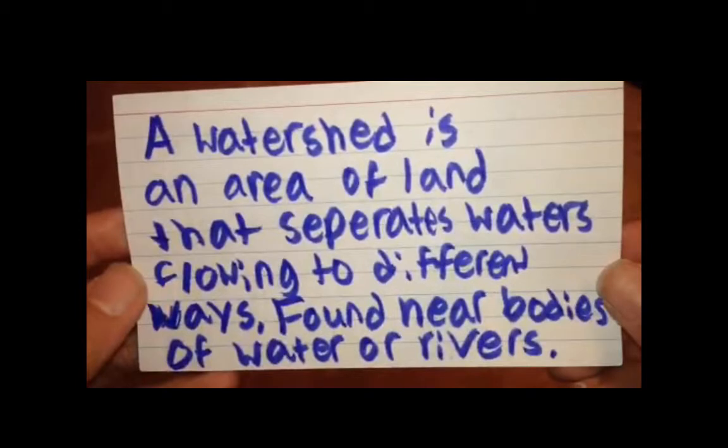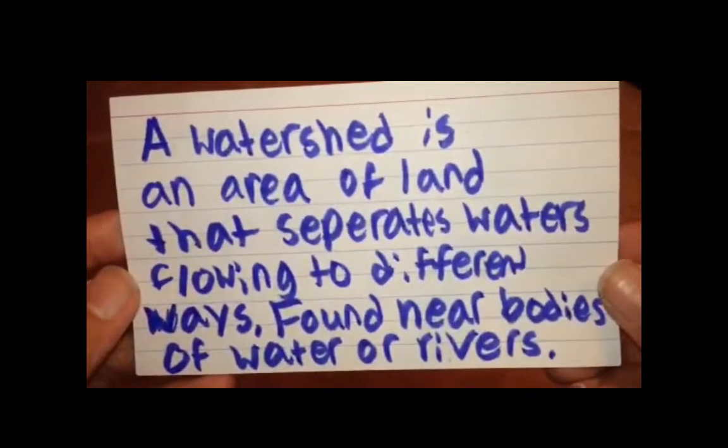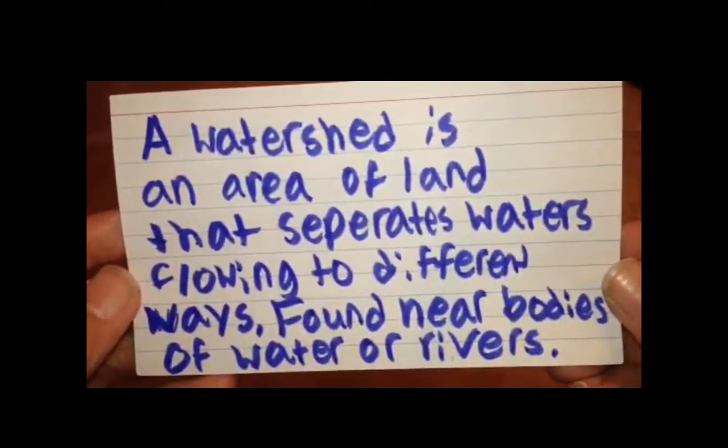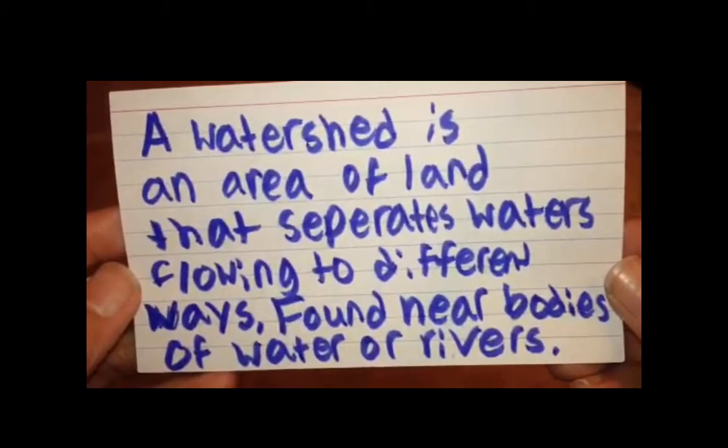A watershed is an area of land that separates waters flowing to different ways, found near bodies of water or rivers.